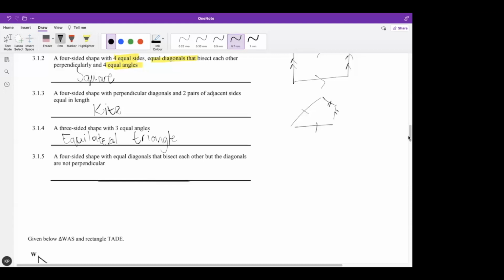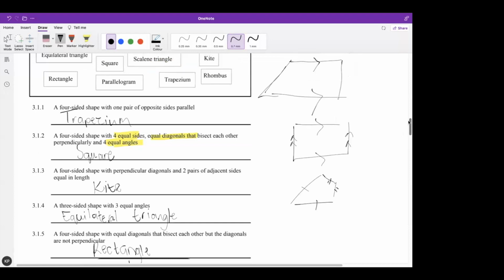A few seconds for screenshots, and then we're going to move on. We'll have a brain break at the end. Okay, I hope we're done. Rectangle. It's a rectangle. Ready? Okay.